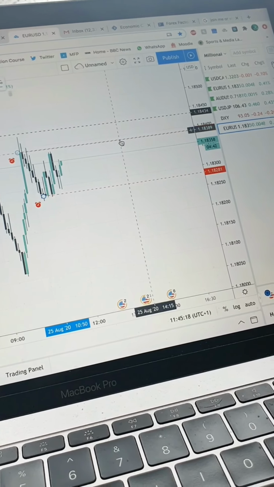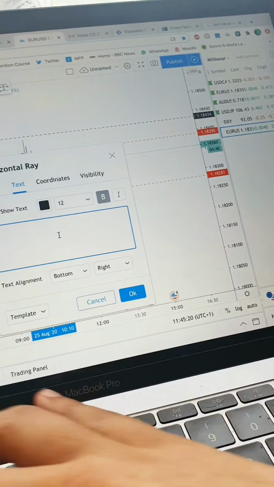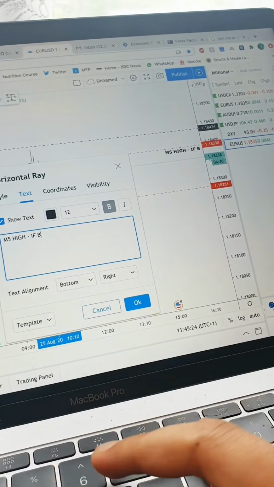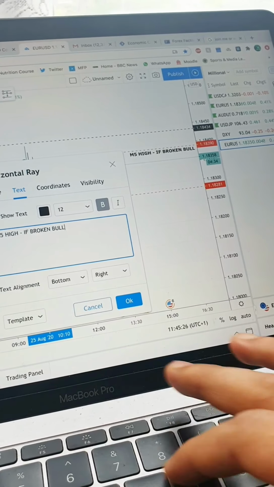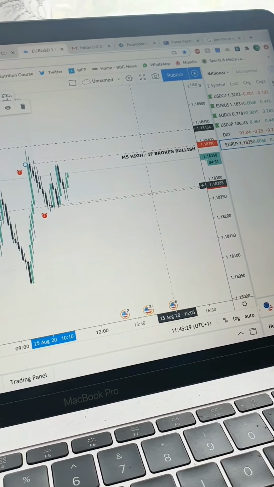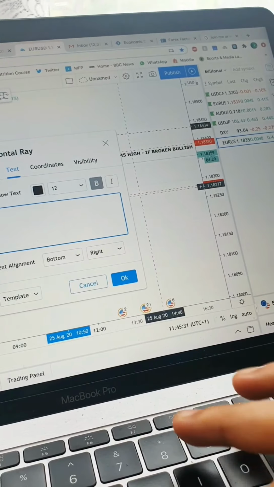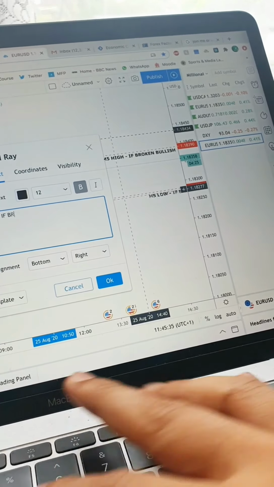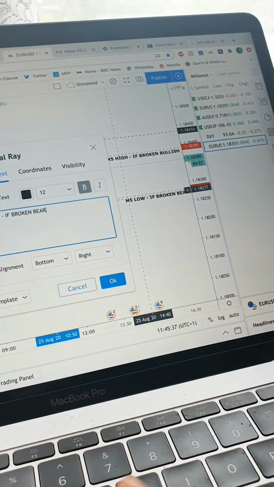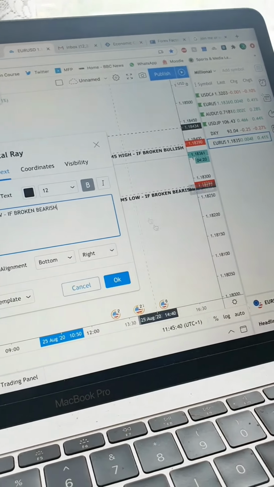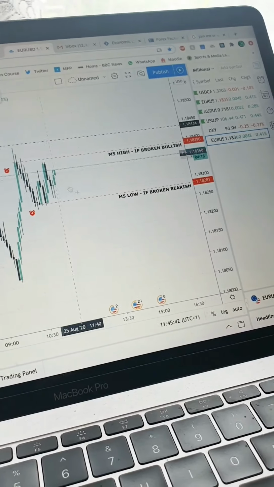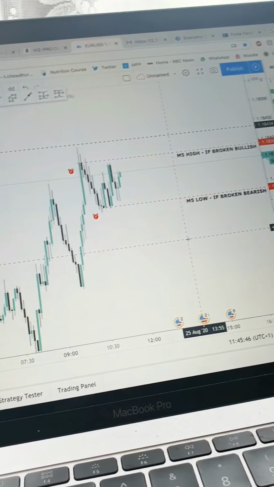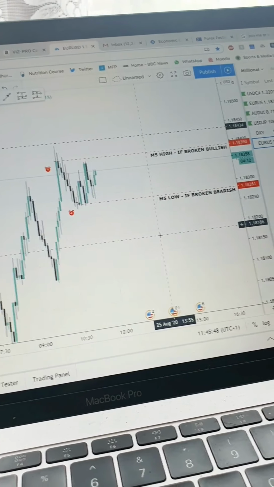Once I've done that, I label. So the label for the top one is M5 high, if broken, bullish. And then the bottom one, I'm going to label it the same thing, M5 low, if broken, bearish. Okay, now all I've got to do is wait. All right, I've just got to wait for the price to dictate which direction it wants to go. Once it's done that, I know the direction that the market is headed, and then I can figure out my entry.